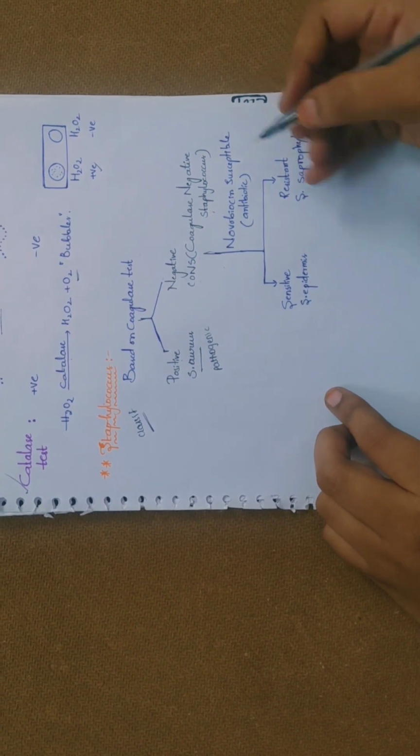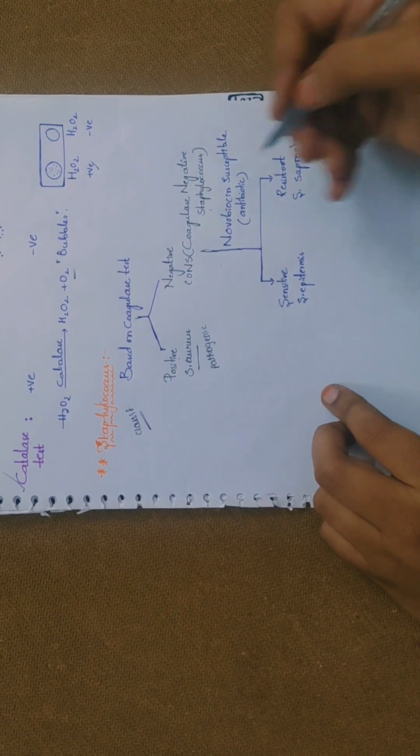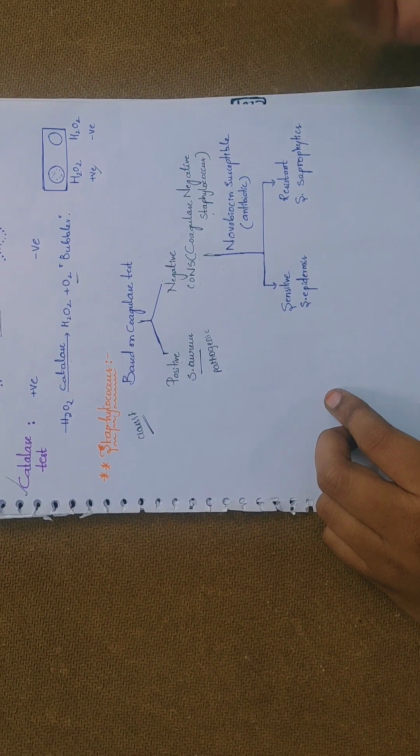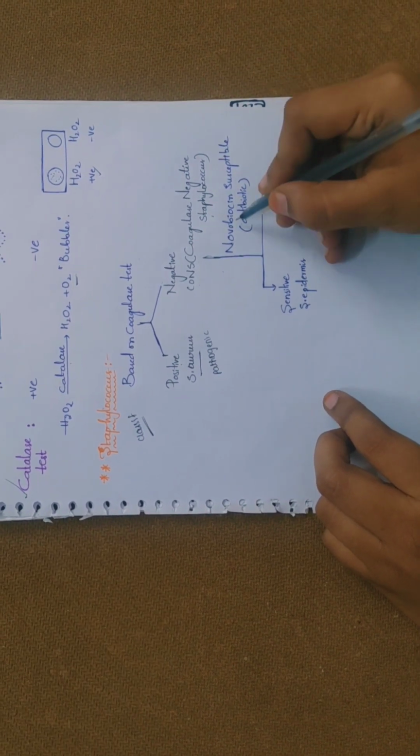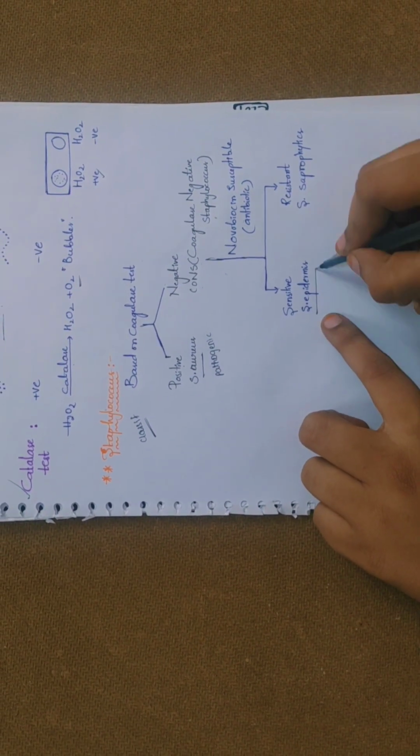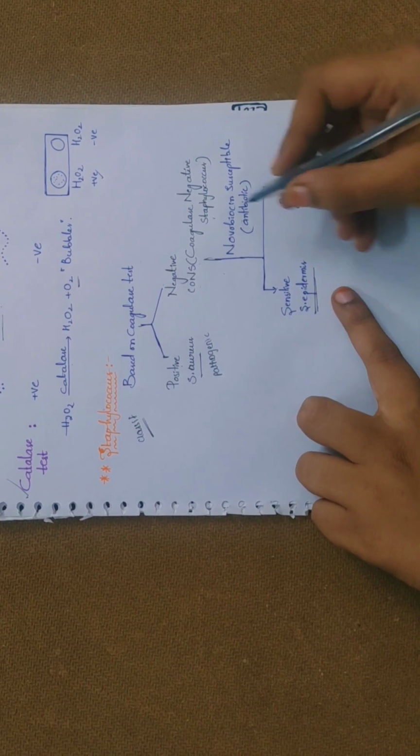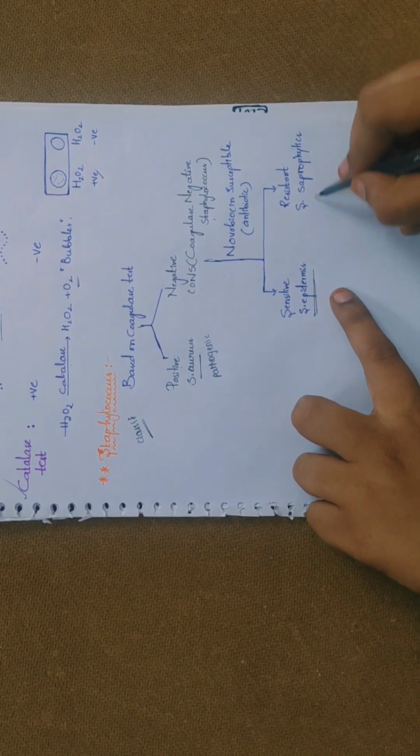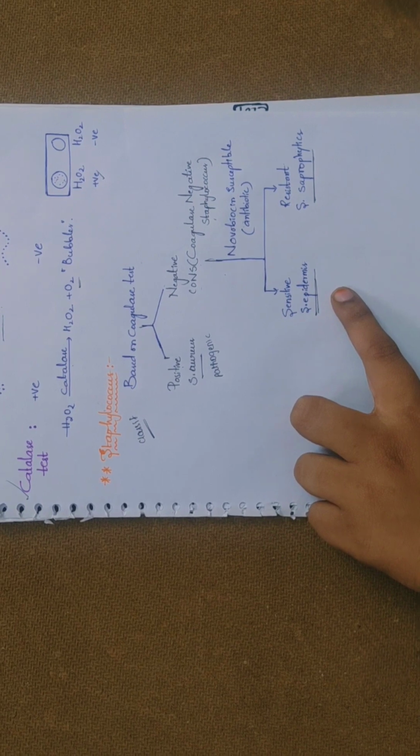These are differentiated by the novobiocin susceptibility test. Novobiocin is nothing but an antibiotic which differentiates the CoNS. If it is novobiocin sensitive, the organism is Staphylococcus epidermidis. If novobiocin resistant, the organism is Staphylococcus saprophyticus.